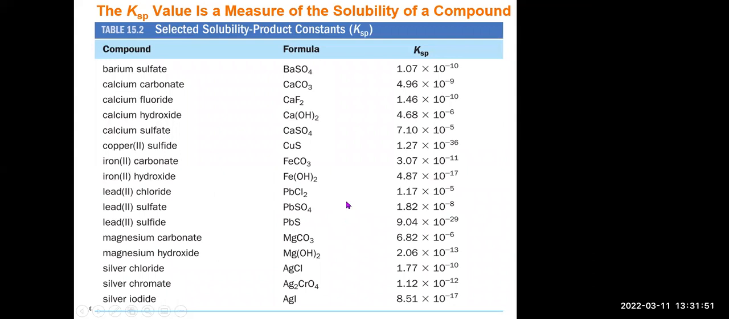And here, this table just shows you different numbers for the Ksp for different ionic compounds. You can see some of them are reasonable, not too small, like lead(II) chloride, 10 to the -5. Even though still small, that means that's why we say they are insoluble. But they have different Ksp.